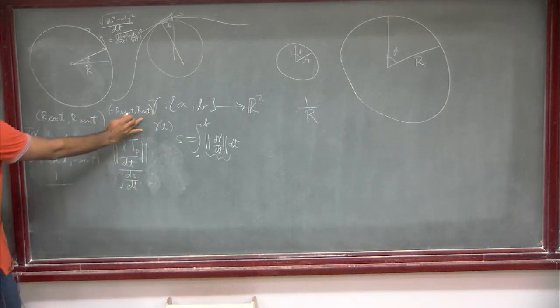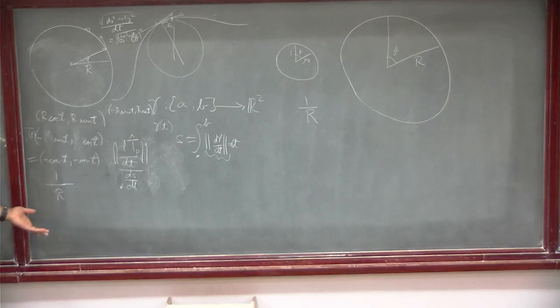So the magnitude of this is just r, right? So you recover for a circle. You find that this formula agrees with the radius of curvature definition for curvature, right?